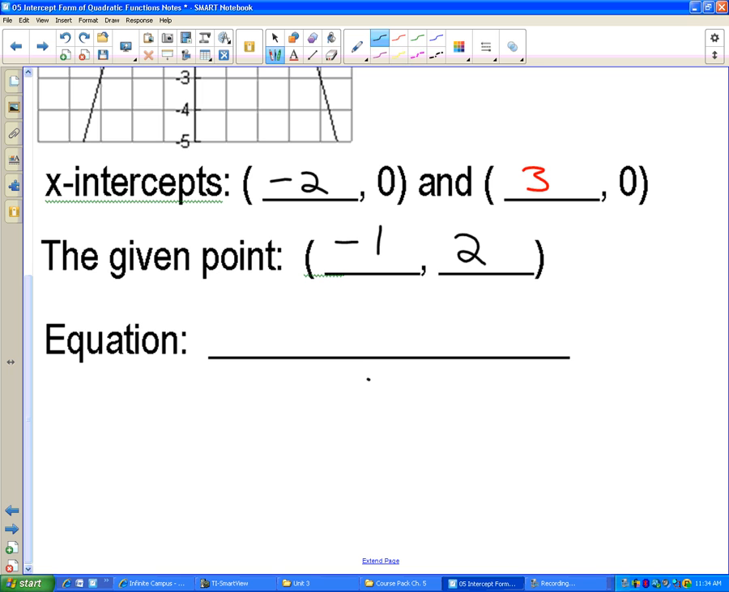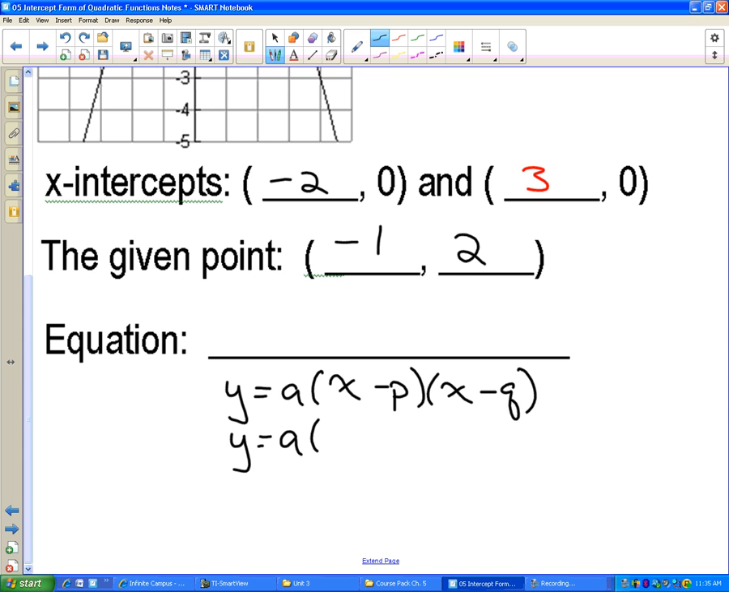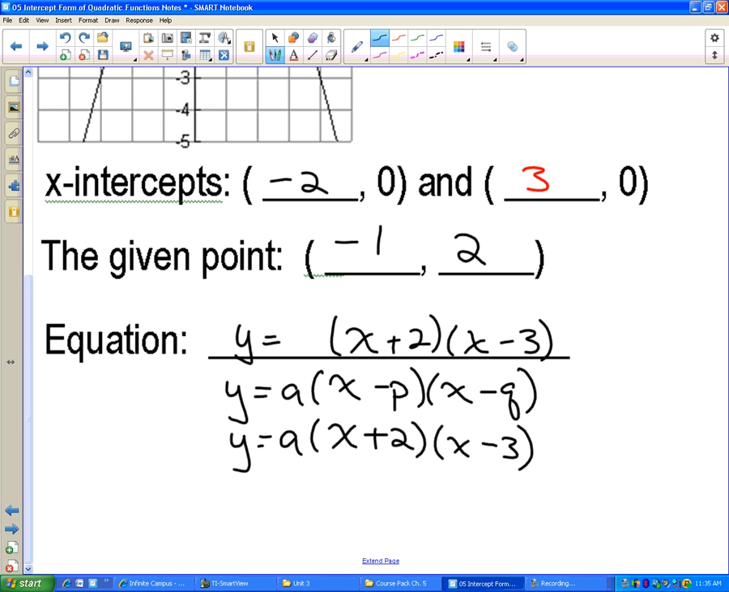So let's find this equation. Right away, I can say that y is equal to a times x minus p, x minus q. I know that p is -2 and q is 3. So y is equal to a times x minus -2, which is plus 2, x minus 3. There's my equation, but I need to plug in something for a. So I can write up here y equals a times x plus 2, x minus 3, and now I have to find my a.